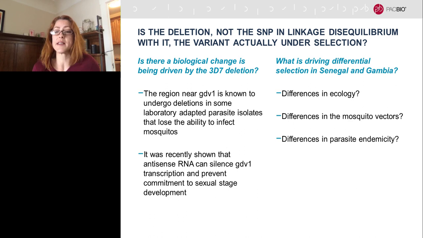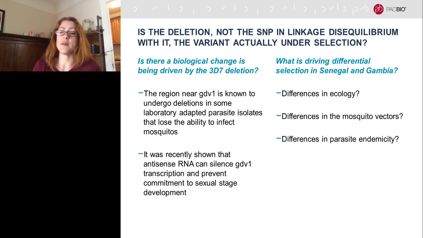Are there differences in mosquito vectors? It's known that the ecological differences in Senegal and Gambia result in different specific mosquito species being present or absent, and also that those mosquito species can interbreed. And so it may be that this change, the sexual dimorphism, might be related to the need to be able to survive in several different mosquito species.